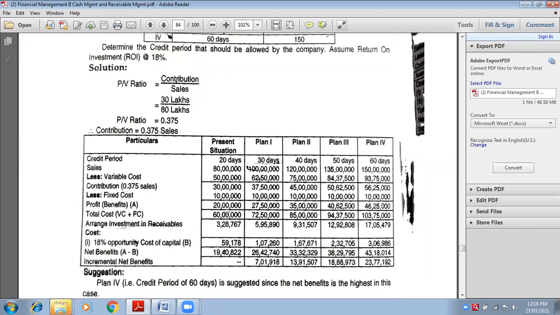Is it 3,28,767? Yes, ma'am. Okay, next plan 1. What is total cost of plan 1?